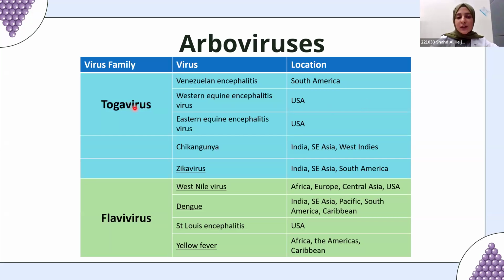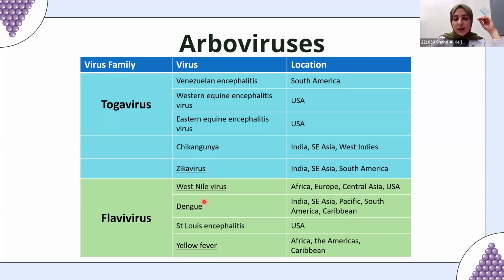So here you have togavirus and flavivirus under arboviruses. Those are viruses that are transmitted by mosquitoes, arthropods, insects, basically. Here you can see the specific locations where they cause infection. The ones underlined are basically major in Saudi Arabia. The others are less common in Saudi Arabia. They're more common in other places. So those are the ones we need to focus on.